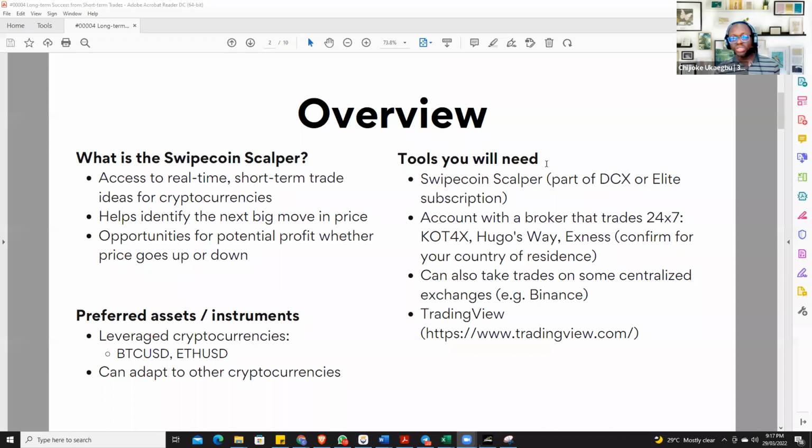There are some tools that we're going to need. And in the very next step, we're going to go ahead and set up one of those tools so that you all can participate as we go through this conversation. The first thing you will need is obviously the Swipecoin Scalper tool itself. So if you're on here and you're a partner, obviously you know what that means. If you have access to the Cryptocurrency Academy as a standalone package, or you have access to the Elite Pack, then the Swipecoin Scalper is part of what you have.